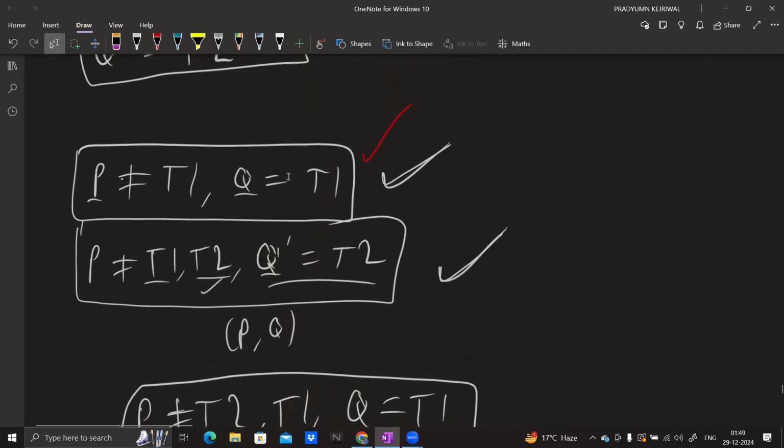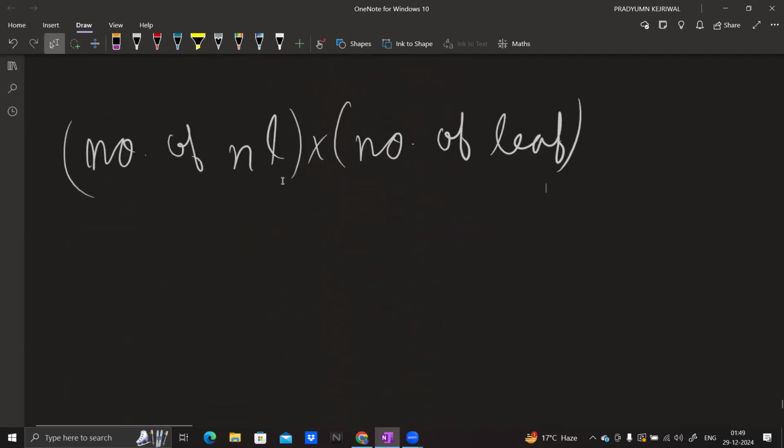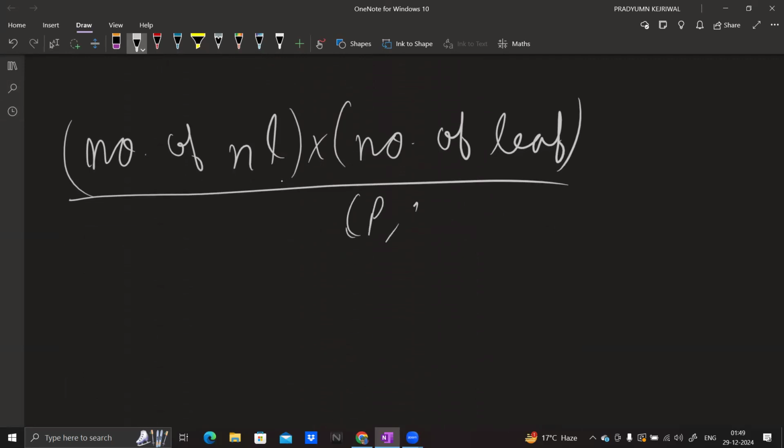that P is not type 1 and Q is type 1. So P can take all the non-leaves and Q can take all the leaves. So this is the condition. This is the number of ways of the first one, right? The number of P comma Q pairs.